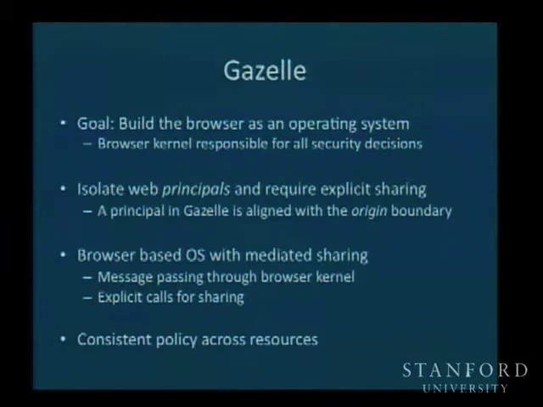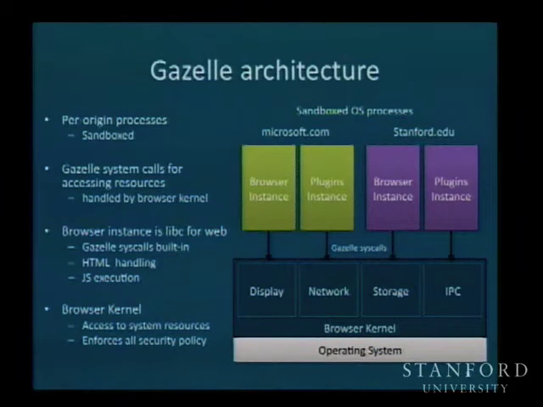Okay, so the Gazelle architecture looks something like this. We have per-origin processes that are sandboxed, and as you can see up here, we have two processes for each origin: a browser instance and a plugins instance. Every time you open a new tab or a new session to a different origin, we create a pair of processes. In this case, we have a tab open at Microsoft and a tab at Stanford, and we have two pairs of processes to manage all the content running on those two pages.